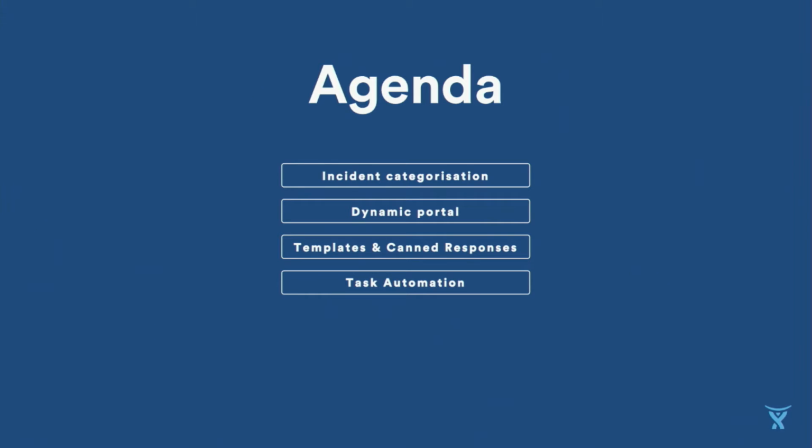Today, I'm going to speak with you on 4 topics. It was quite hard for me to choose which ones to talk about because there's so many I wanted to share. But I think these ones are going to be useful. We're going to talk about how to do proper incident categorization in JIRA Service Desk, how to make the portal dynamic, and then we're going to look at some productivity tips for your agents.